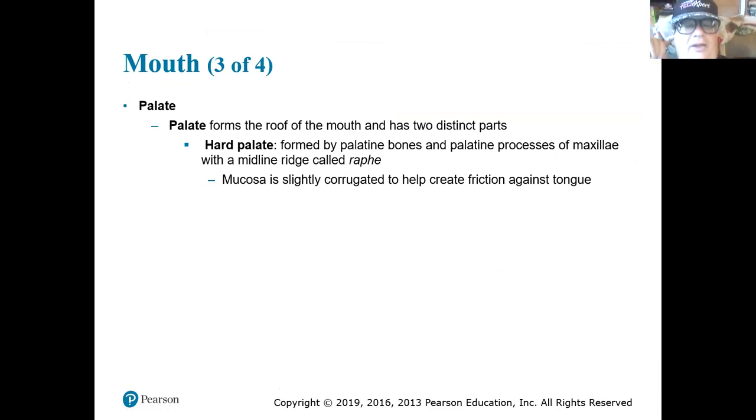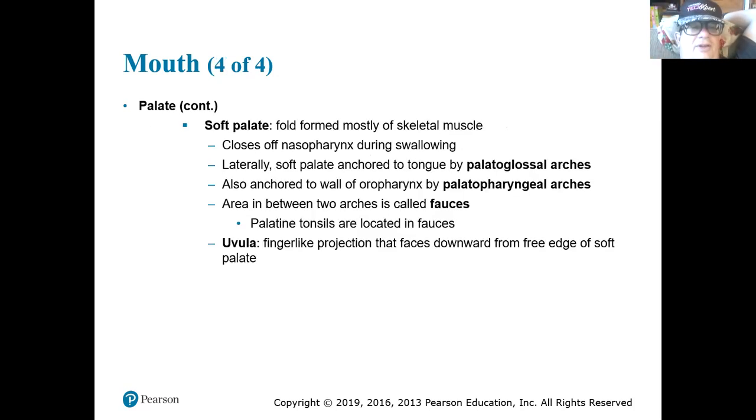So your palate is the roof of the mouth. Hard palate would be palatine bones and the palatine parts of the maxillary bones. The mucosa is slightly corrugated. You feel the ridges on the roof of your mouth. That's what they're talking about. That creates friction against the tongue, makes it easy to hold the food in place.